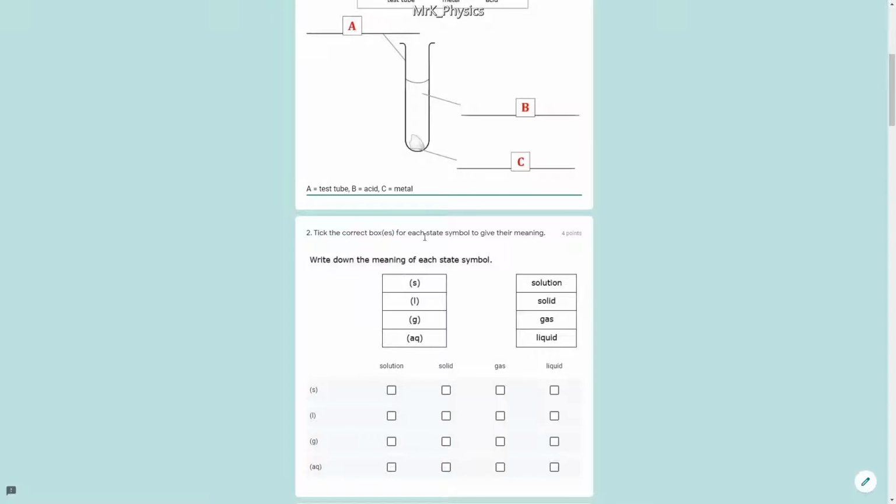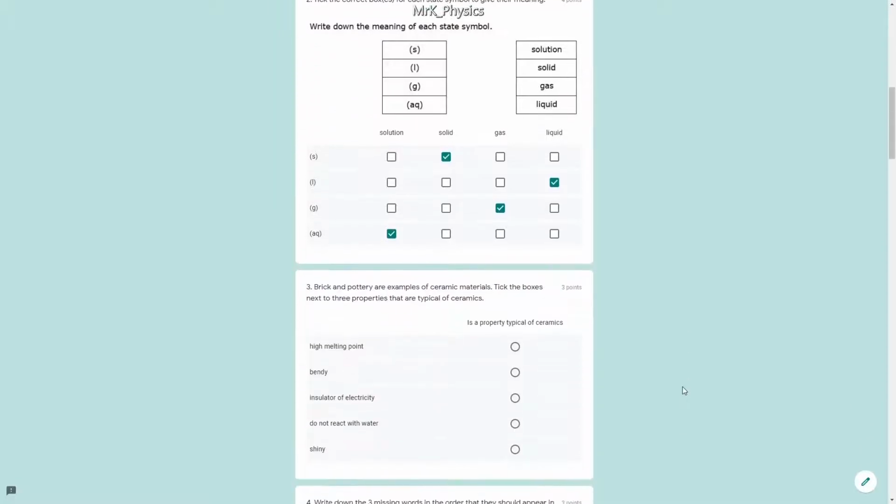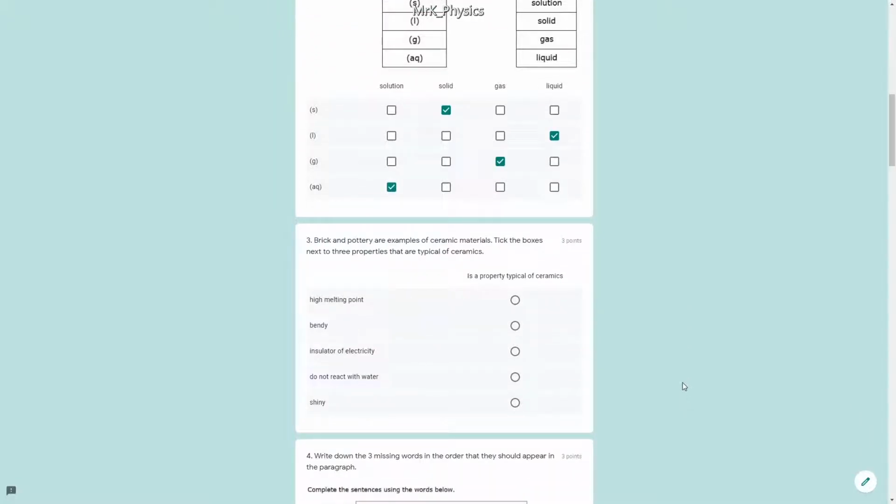2. Tick the correct box or boxes for each state symbol to give their meaning. That was a little bit misleading to some extent, but without giving too much away with the question, you essentially only have one answer per state symbol. So where we've got S is for solid, L there is for liquid, G is for gas, and AQ, sometimes meant for aqueous solution, essentially meaning it's a solution in water, or we could just put here solution as that tick box there.